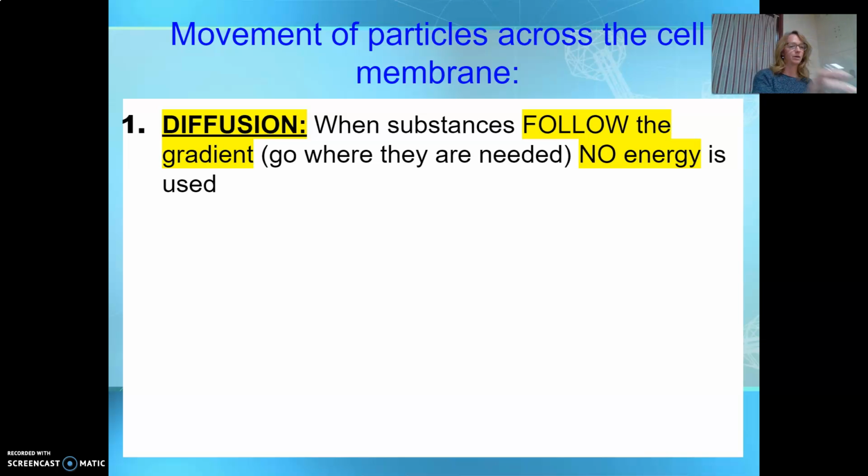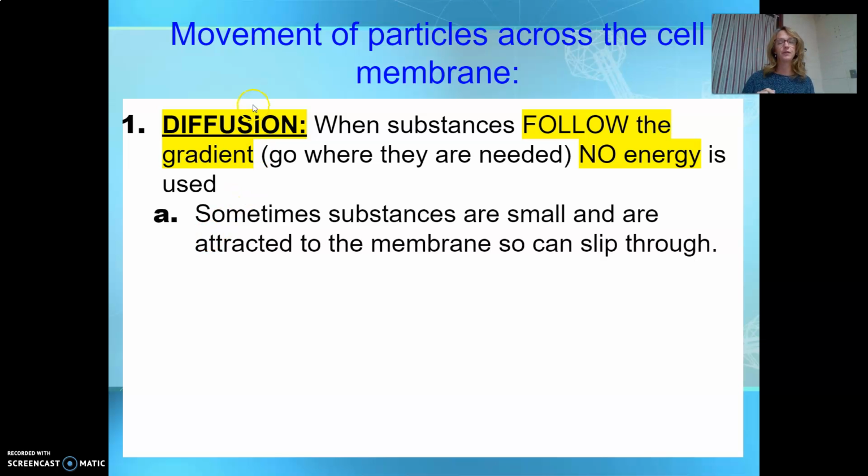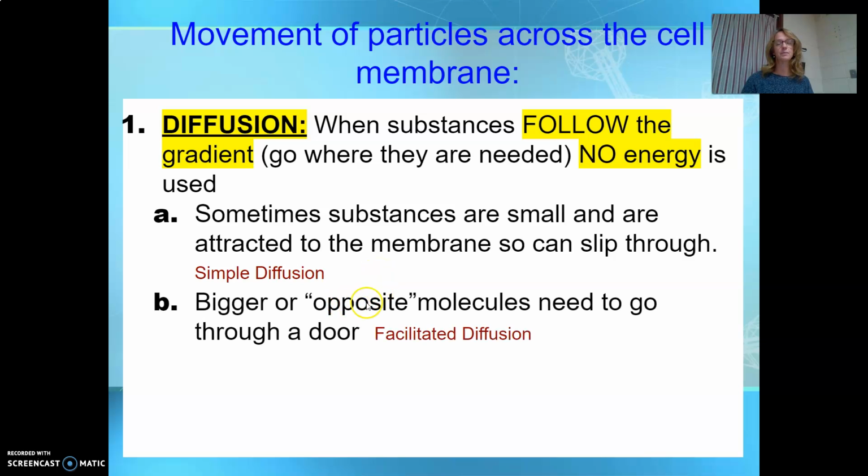So I'm going to set it down, and I'll prove it to you in a minute after it takes some time. There are 2 types of diffusion. So again, remember diffusion follows the gradient, doesn't need energy, simply goes where it's needed. It's getting better up here. You can see it's going where it's needed. So if substances are super small and they can slip right through the membrane, that is called simple diffusion. Sometimes molecules are bigger, or sometimes they are repelled by that membrane. That's called facilitated diffusion because they have to go through a door.